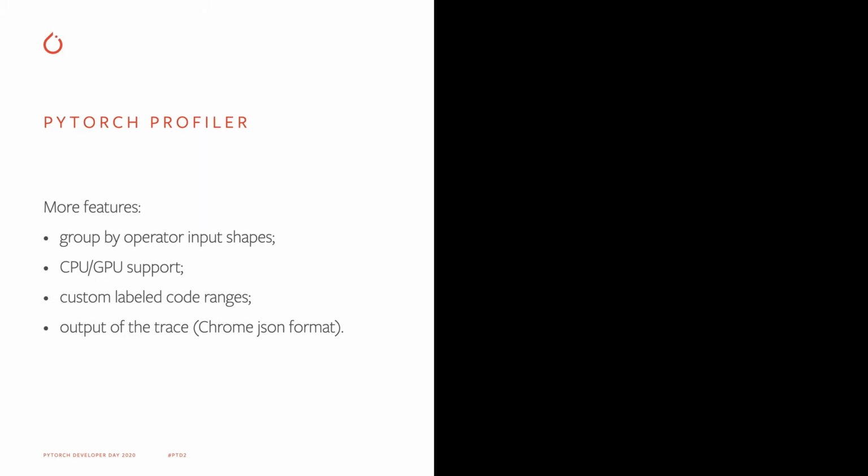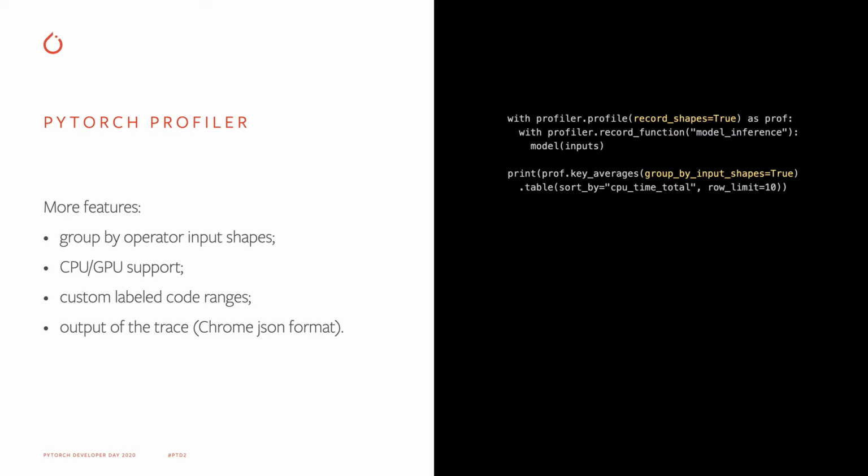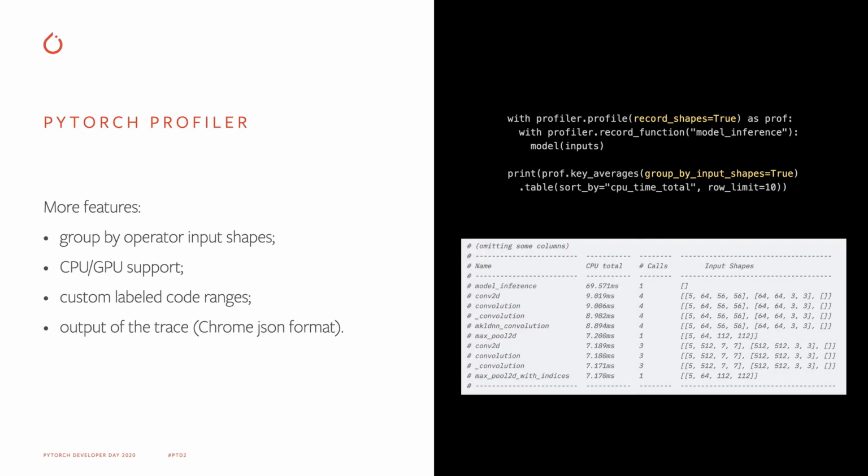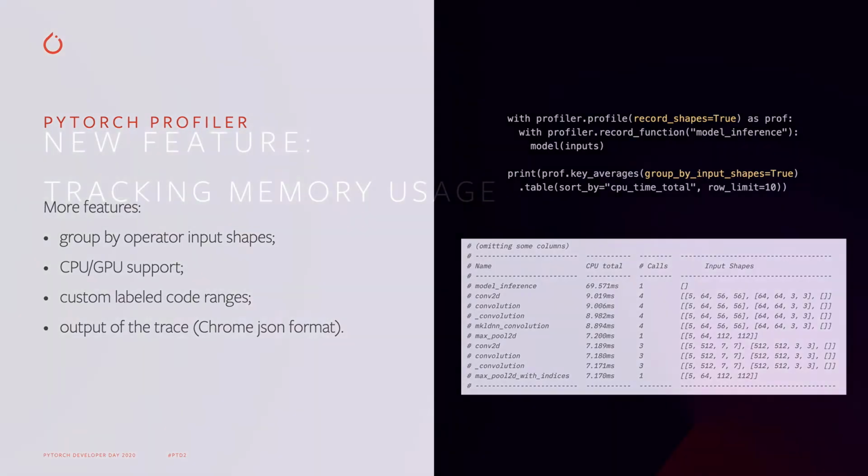Profiler also has more features, such as group by operator input shapes, support for both CPU and GPU operators, custom labeled code ranges, and saving the trace in Chrome JSON format. For example, if you want to see the input shapes of the operators, just pass record_shapes=True and group by input shapes. In this case, we see multiple operators, such as convolution, with different input shapes, as expected.